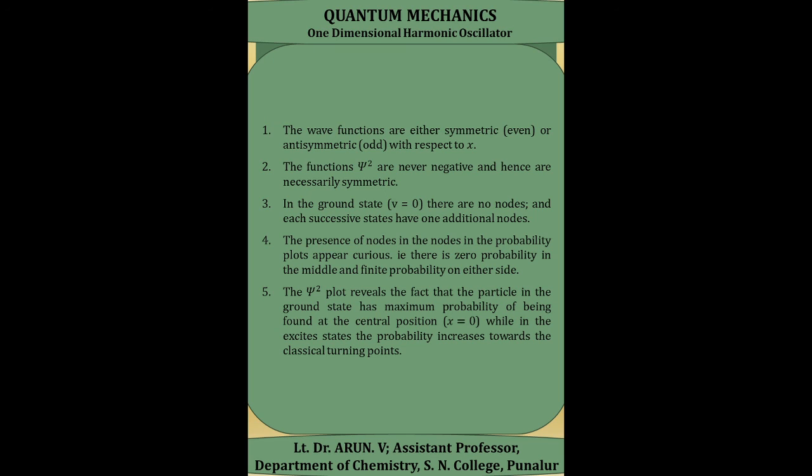The psi square plot also reveals the fact that the particle in the ground state has a maximum probability of being found at the central position, that is at x equal to 0, while in the excited state the probability increases towards the classical turning point.